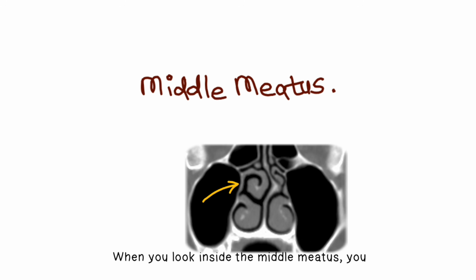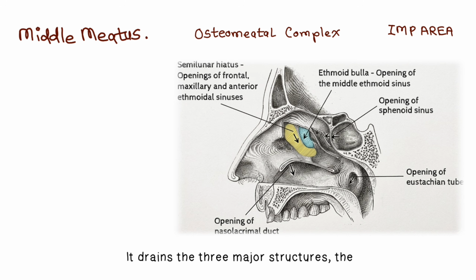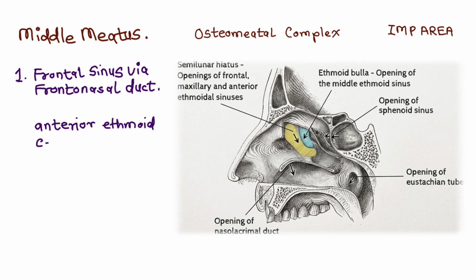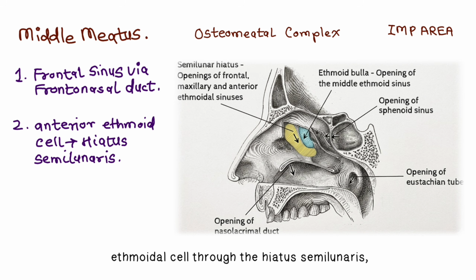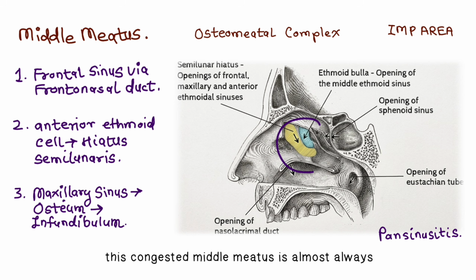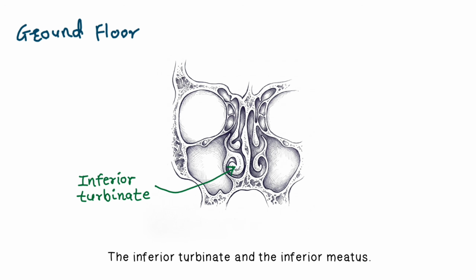When you look inside the middle meatus, you enter the osteomeatal complex. This crowded hub is where the vast majority of sinus diseases happen. It drains three major structures: the frontal sinus via the frontonasal duct, the anterior ethmoidal cells through the hiatus semilunaris, and the maxillary sinus through the main ostium tucked deep inside the infundibulum. If a patient presents with pansinusitis, this congested middle meatus is almost always the structural bottleneck. And finally we reach the ground floor, the inferior turbinate and the inferior meatus.